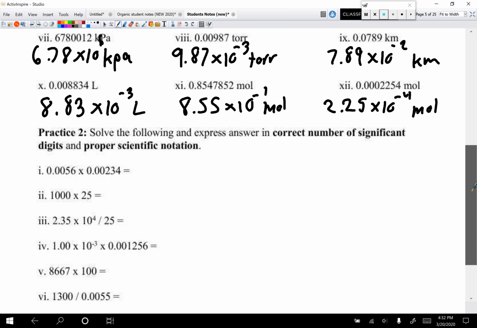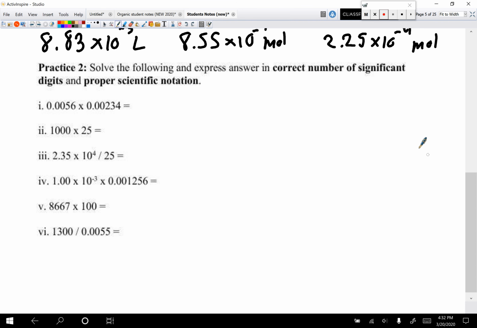Now, for problem 2, what we're going to do is we are going to solve the proper ones right here for correct number of significant digits and proper scientific notation. So this is more typical of what you can possibly get, all right? So for example, when we look at our first one right here, so number 1, we have 0.0056 multiplied by 0.00234.